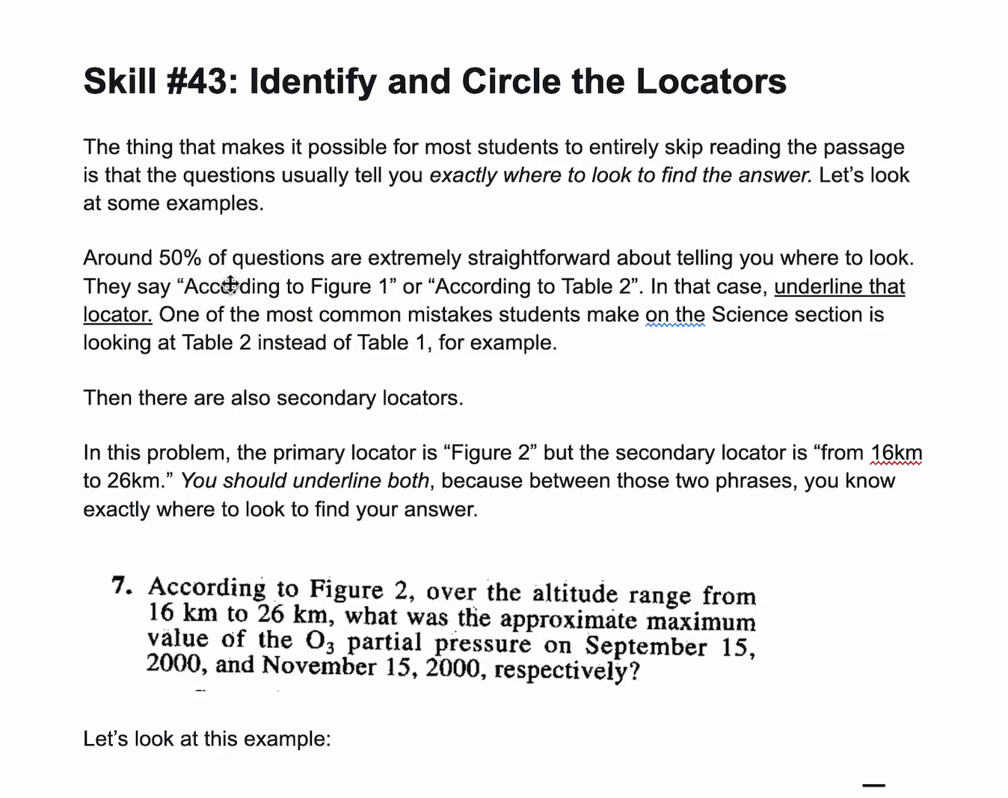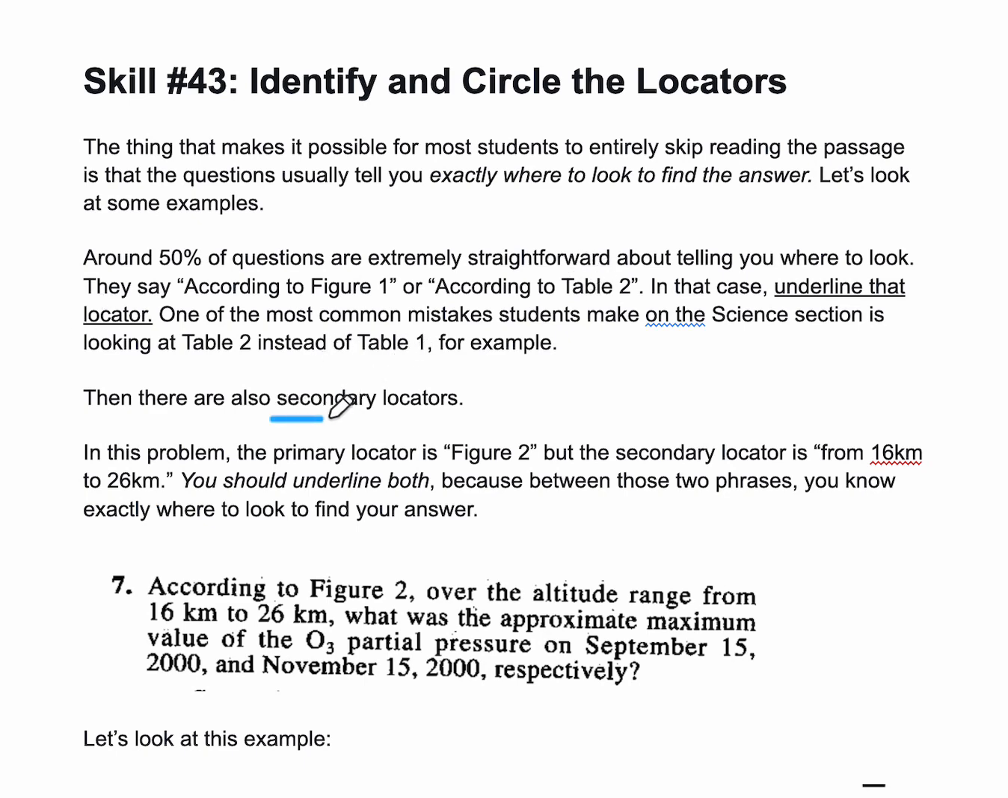So around 50% of questions work like this. They tell you exactly where to look. They say, according to figure 1 or according to table 2. And the most important thing here is that you should, in that case, underline that locator. One of the most common mistakes students make is looking at table 2 instead of table 1. So putting an underline under it makes a huge difference and lets your eye focus exactly where it needs to go. So that's the first one, the table 1, the figure 1, that stuff.